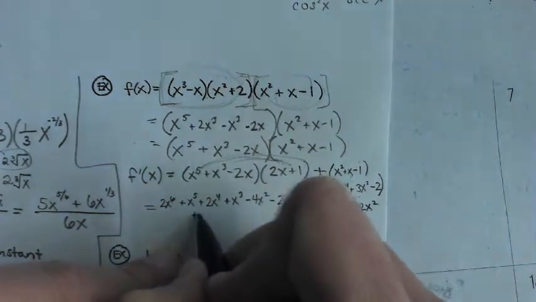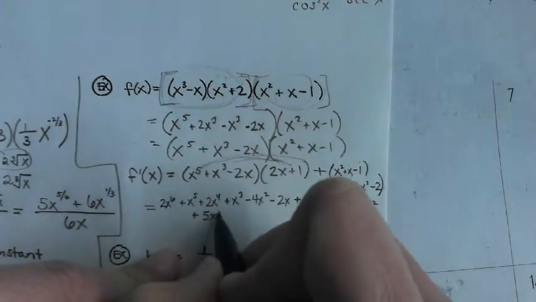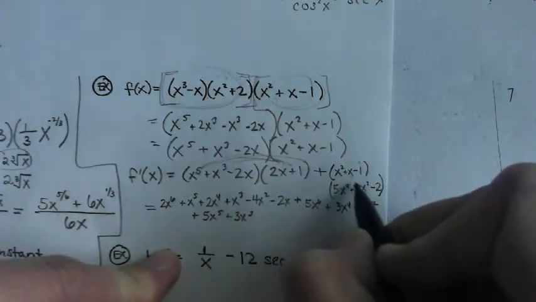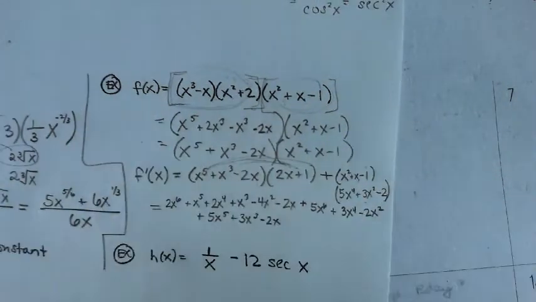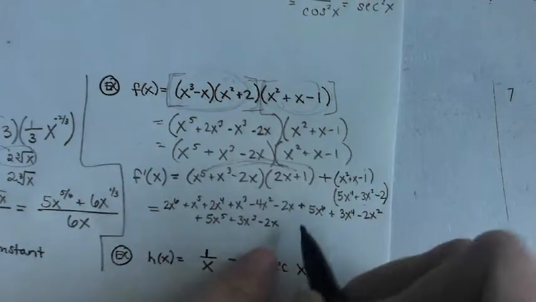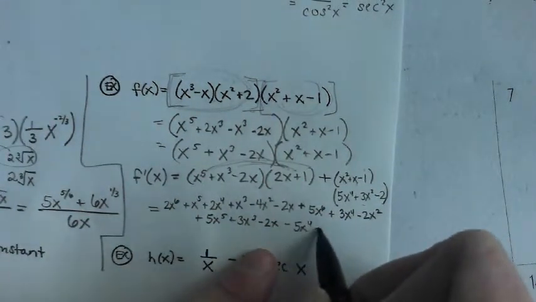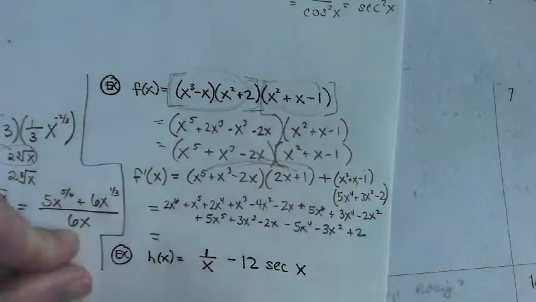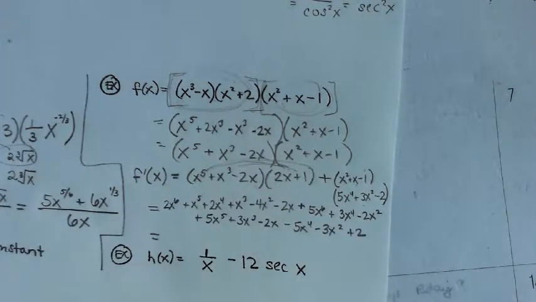So that's going to be a plus 5x to the 5th plus a 3x cubed minus a 2x. And then your negative 1 through. So minus 5x to the 4th minus 3x squared and plus 2. Ugh. All right, combine like terms.